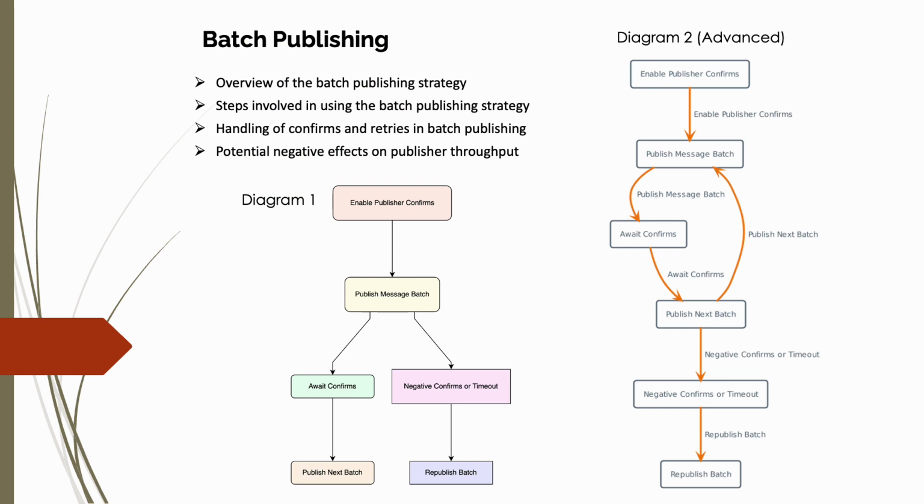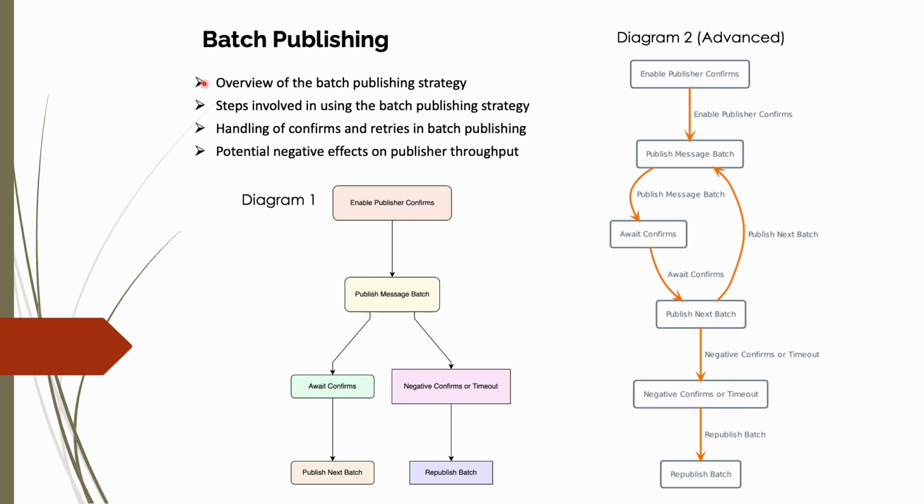Overview of the batch publishing strategy. The batch publishing strategy involves sending messages in batches and waiting for the entire batch to be confirmed before proceeding. This approach allows for retries to be performed on batches rather than individual messages.